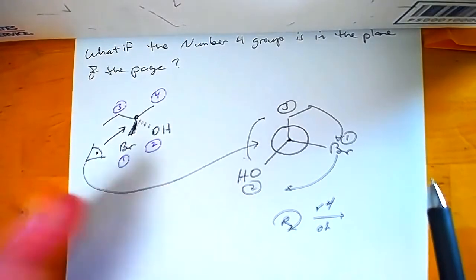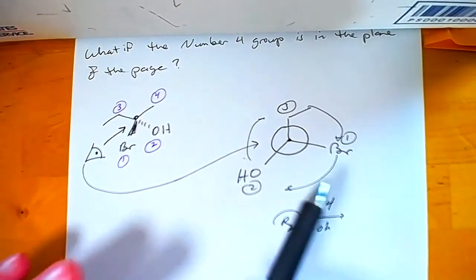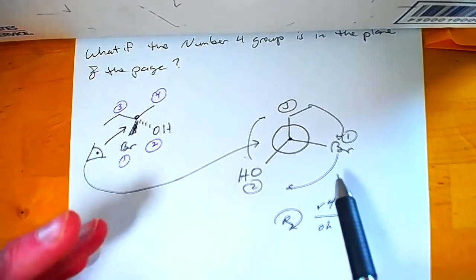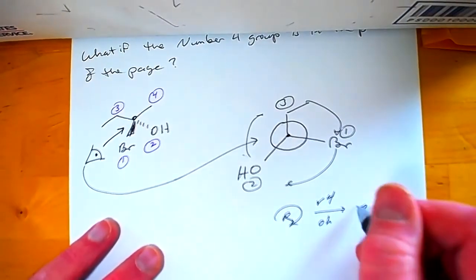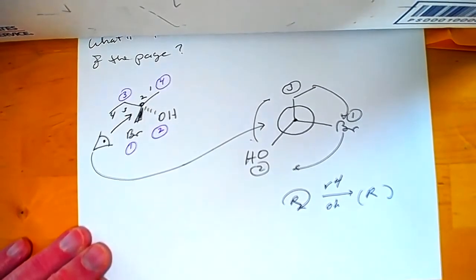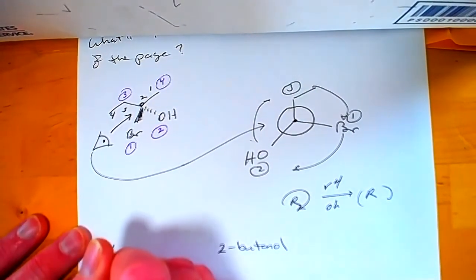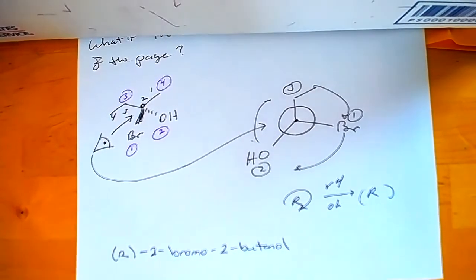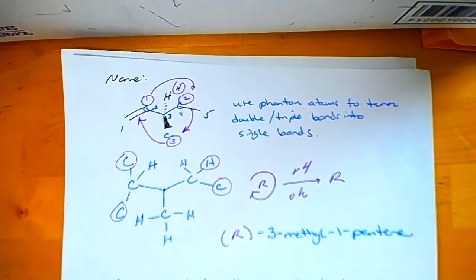I like this because you don't get access to a model set on an exam. Model sets are useful, but they can be a hindrance if you get used to always having to use them and don't force yourself to learn a method that allows you to view things in a 3-dimensional manner using a 2-dimensional toolkit. I think that's where Newman projections really help you in this case. So naming this compound, numbering the longest carbon chain, this is going to be a butanol. So this is a 2-butanol. And so this is going to be R-2-bromo-2-butanol.